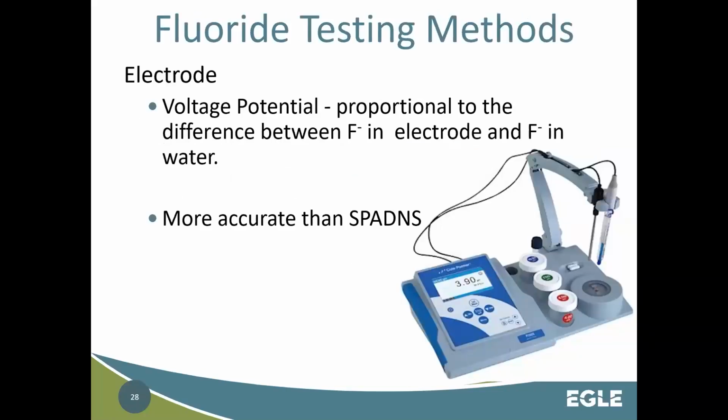Second test method is electrode. So the voltage potential is measured with the specific ion electrode, which has been calibrated with known fluoride standards. So the voltage potential will be proportional to the difference between the fluoride in the electrode and the fluoride in the water. And the electrode method tends to be more accurate than the Spadns method.